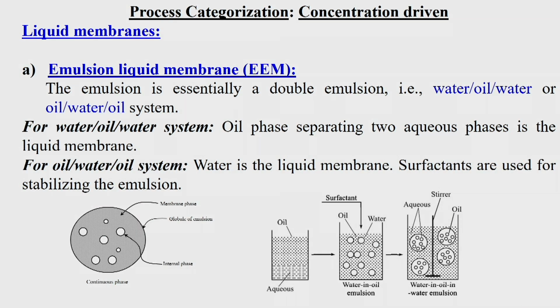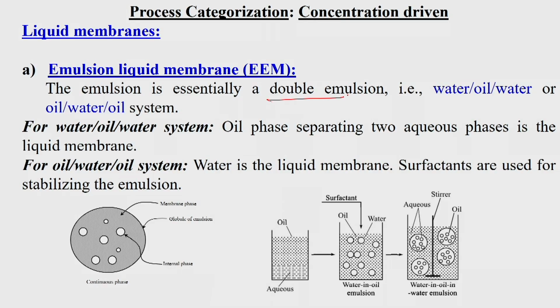Whenever we discuss liquid membranes, I already told that these liquid membrane applications are not yet done industrially, due to their instability. So, the first type of liquid membrane is the emulsion liquid membrane, in brief ELM. The emulsion is essentially a double emulsion, like a water-oil-water or oil-water-oil system. Like for a water-oil-water system, the oil phase separating two aqueous phases is the liquid membrane.